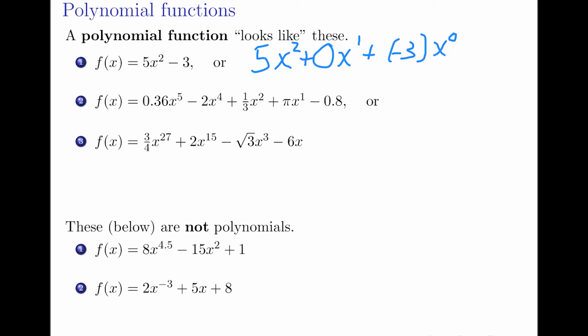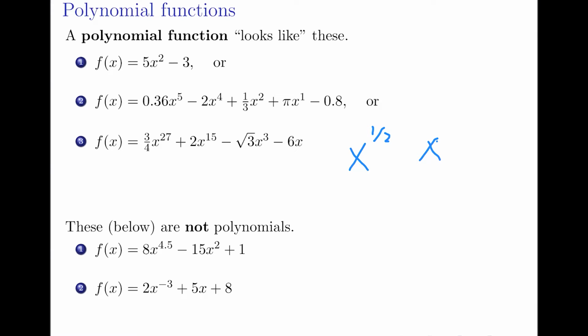And basically the point that I'm trying to make is that what we see is there are whole number or integer powers of x, but non-negative powers. And then furthermore, the coefficients of those powers of x have to be real numbers like 5 or 0 or negative 3 or 0.36 or negative 2 and so on. One thing you definitely don't see are any powers of x like x to the 1/2 power or x to the 4.5 power. And in fact, the point is that this example down by the bottom is not a polynomial.